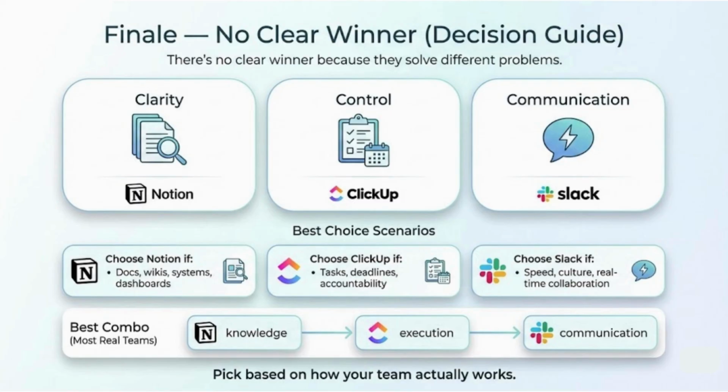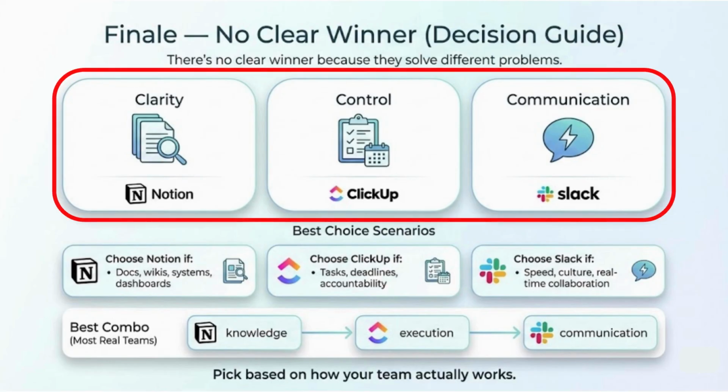Because in a real team, productivity isn't one thing. It usually is three things: clarity, control, and communication. And each of these tools is basically specialized for one of these. So instead of picking a winner, let's pick the right fit.